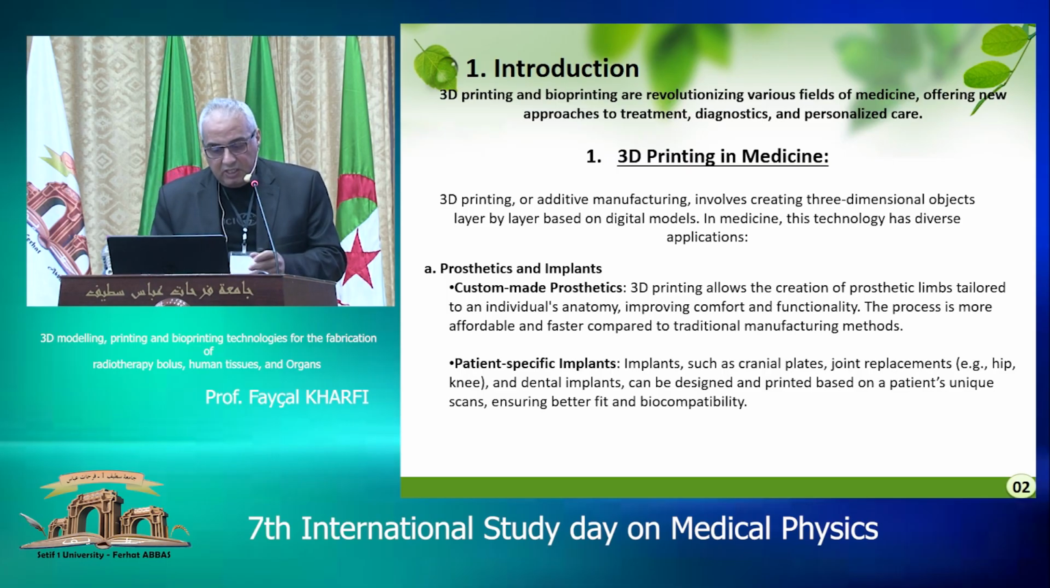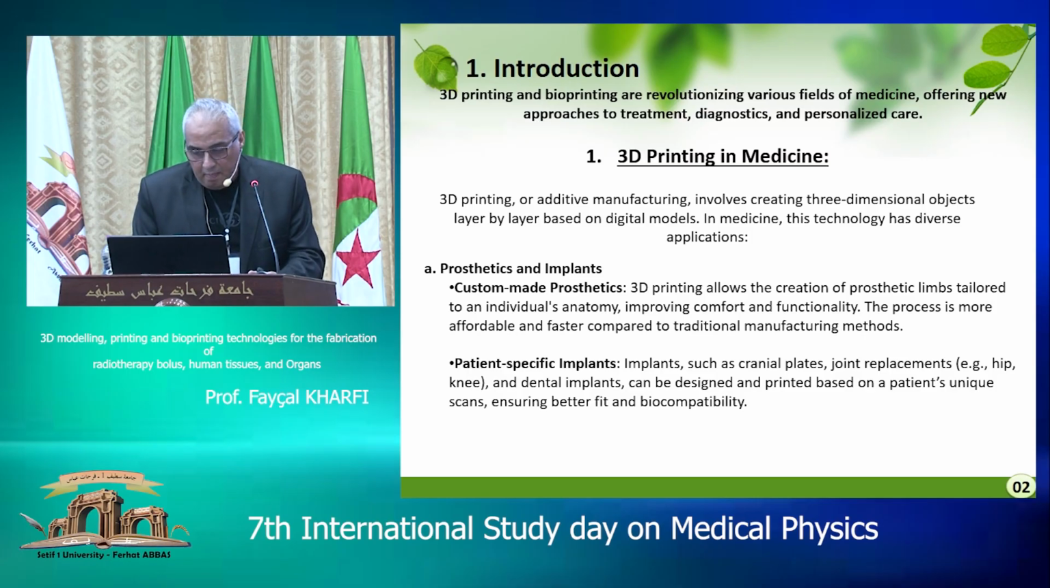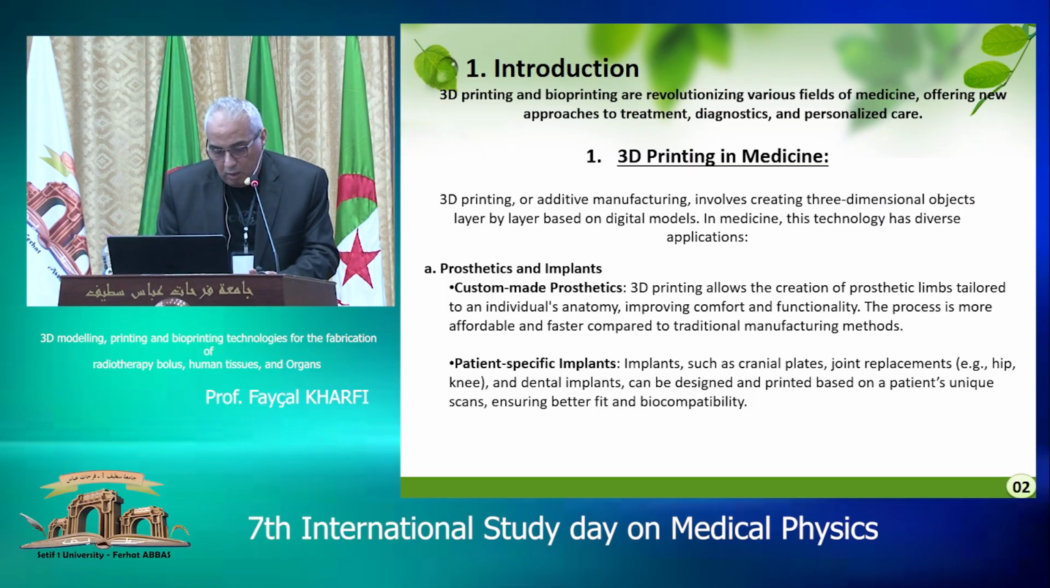The first application is the fabrication of prosthetics and implants, which is very important in medicine. Here 3D printing allows the creation of prosthetic limbs tailored to individuals' anatomy, improving comfort and functionality. It is also used for patient-specific implants such as cranial plates or joint replacements, and dental implants are now fabricated with such 3D printing technology.